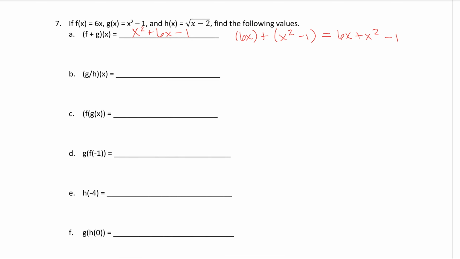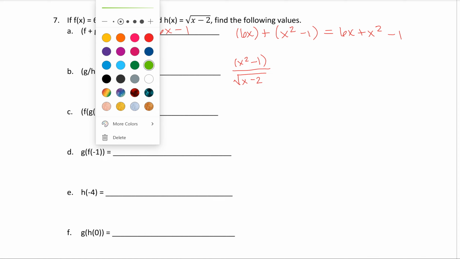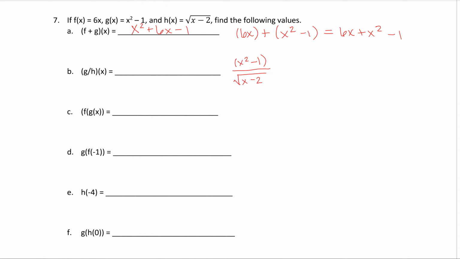All right, for b, I'm dividing. So I have g on top, so I get x squared minus 1 divided by the square root of x minus 2. Now, if we know anything about fractions, we know that we cannot have a square root in the denominator. So to get rid of the square root, I know I'm going to multiply the top and the bottom by square root of x minus 2.